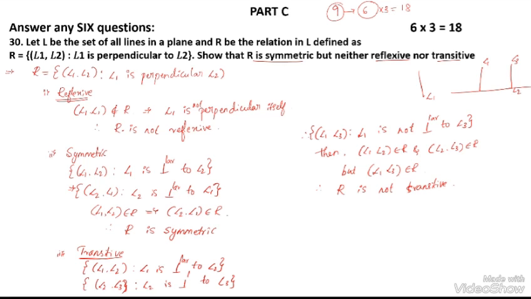Then by these three properties, therefore R is symmetric but neither reflexive nor transitive. This is the proof. Up to this much, you have to solve for 3 marks. Let us move on to the next question.